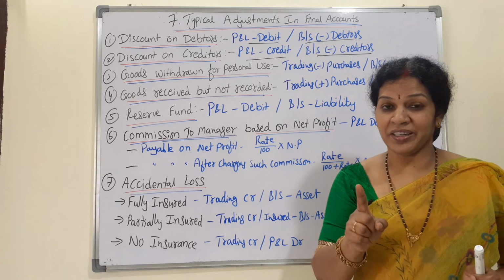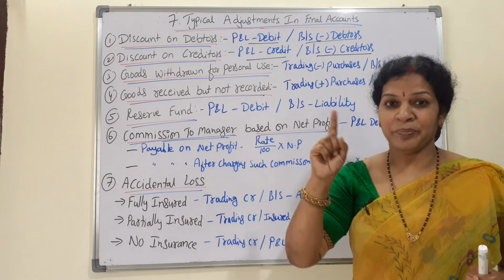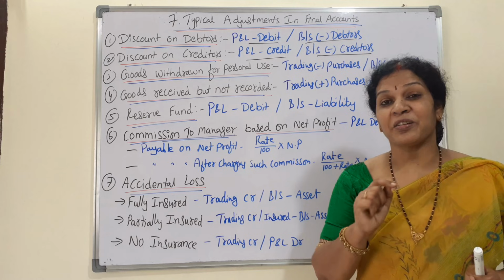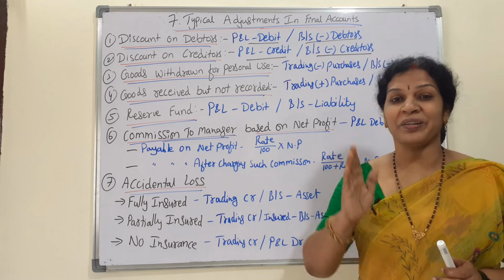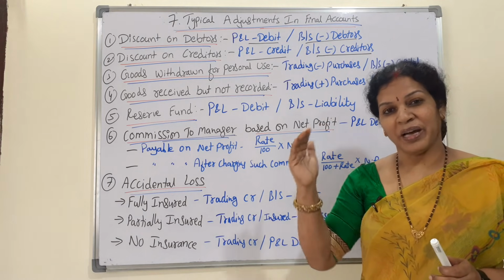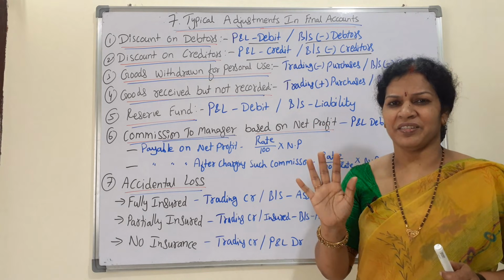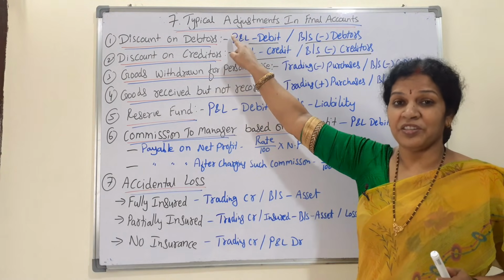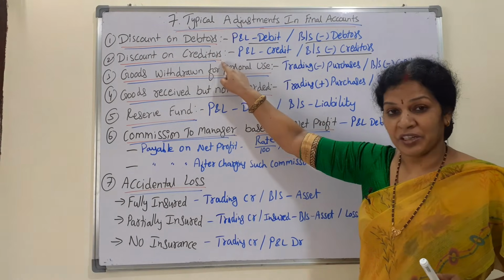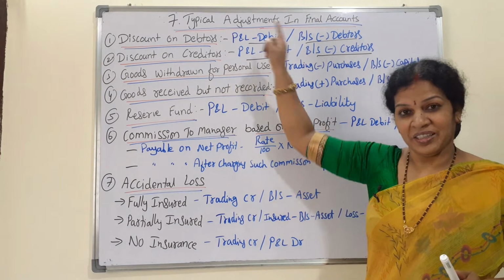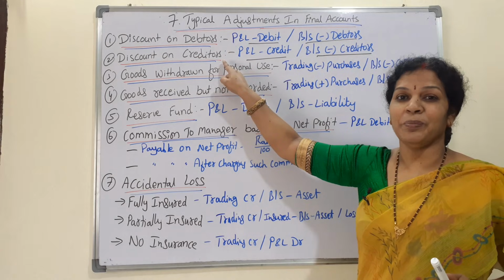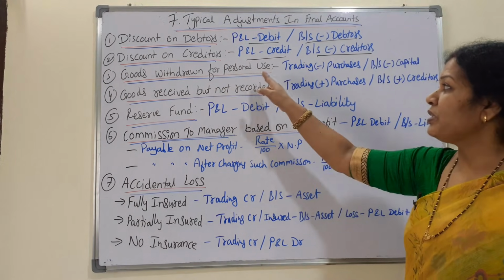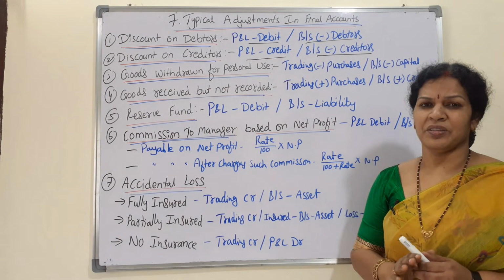Getting it? Discount and debtors: P&L account debit side and balance sheet deduct from the debtors. And discount and creditors: P&L account credit side and balance sheet deduct from the creditors. We have to deduct in both cases in the balance sheet. Balance sheet deduct from the debtors, balance sheet deduct from the creditors. Here P&L account debit side, here P&L account credit side. That's all.